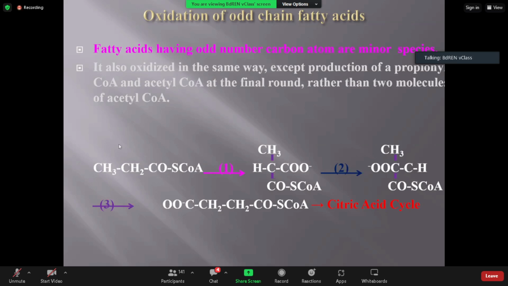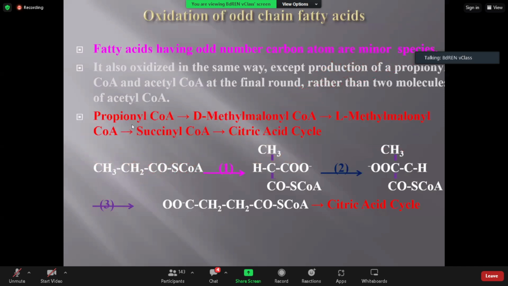This propionyl coenzyme A is converted into D-methyl malonyl coenzyme A, then L-methyl malonyl coenzyme A, and then it is converted into succinyl coenzyme A. This is propionyl coenzyme A, D-methyl malonyl coenzyme A. This is L-methyl malonyl coenzyme A, then succinyl coenzyme A.